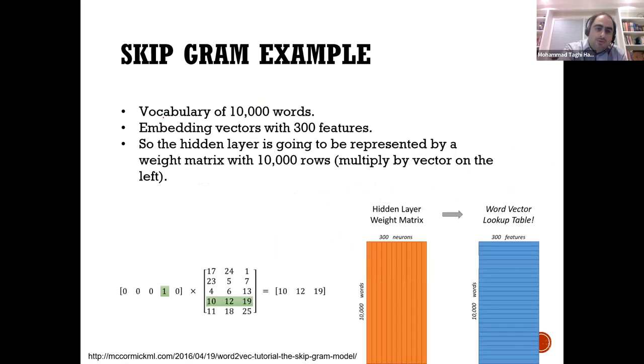Anyhow, say we have a vocabulary of 10,000 words. The embedding vectors have 300 features. That essentially means these are the dimensions. Then the hidden layer is represented by a weight matrix. This is the weight matrix W, and these are the coefficients coming in. In some sense, I have 300 neurons, or nodes, here, and each of them gets input from 10,000.